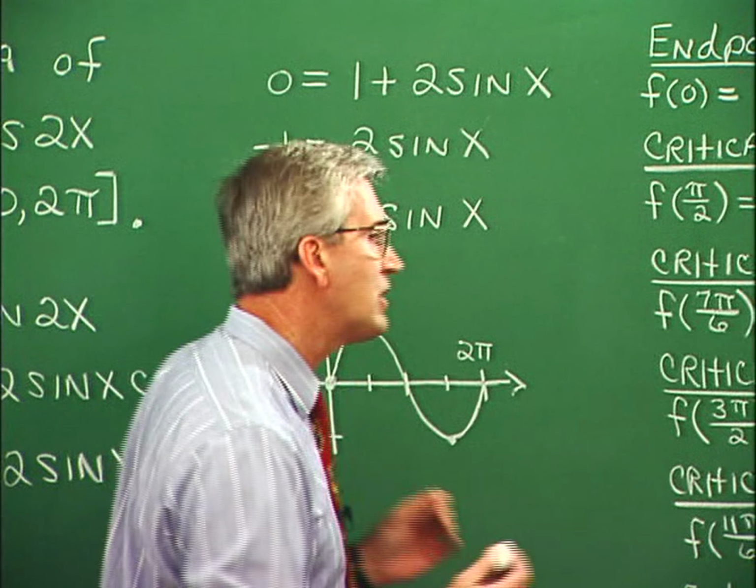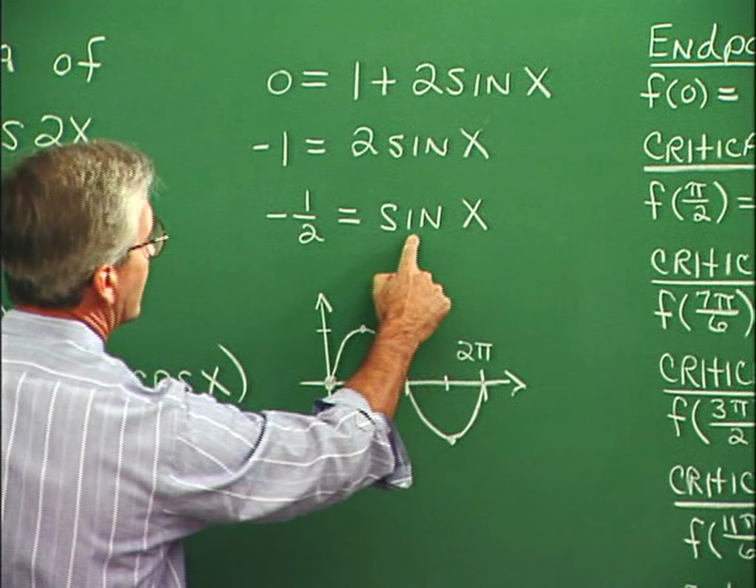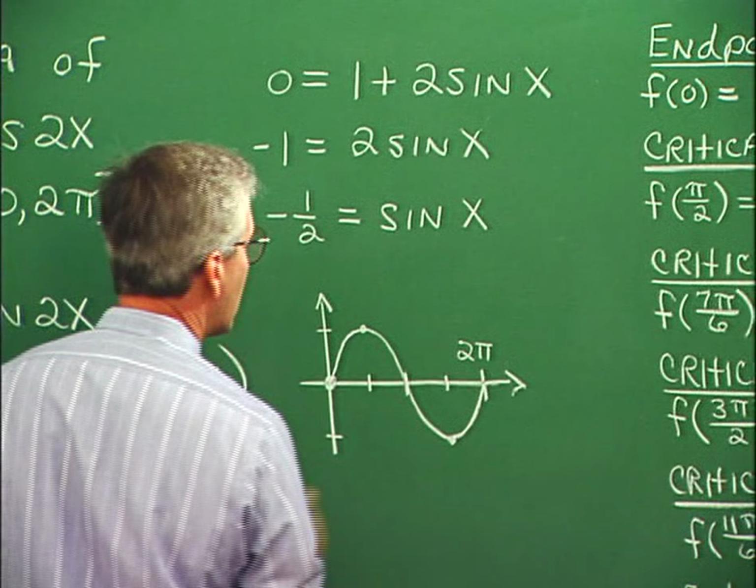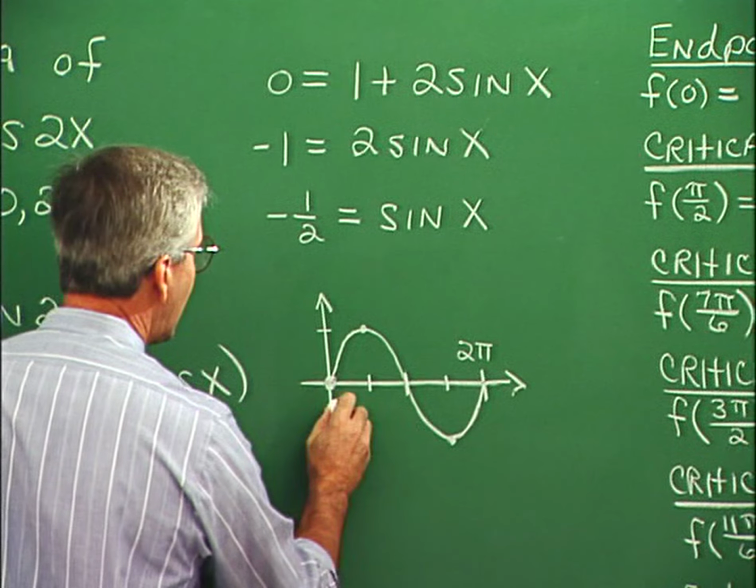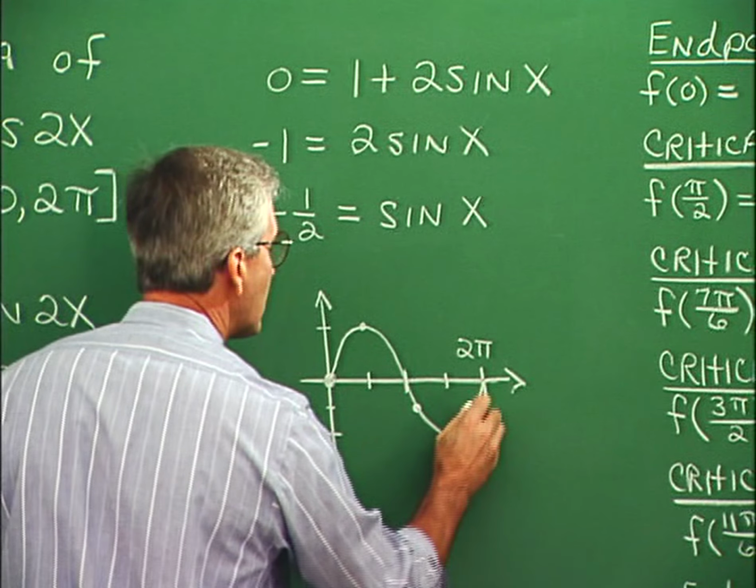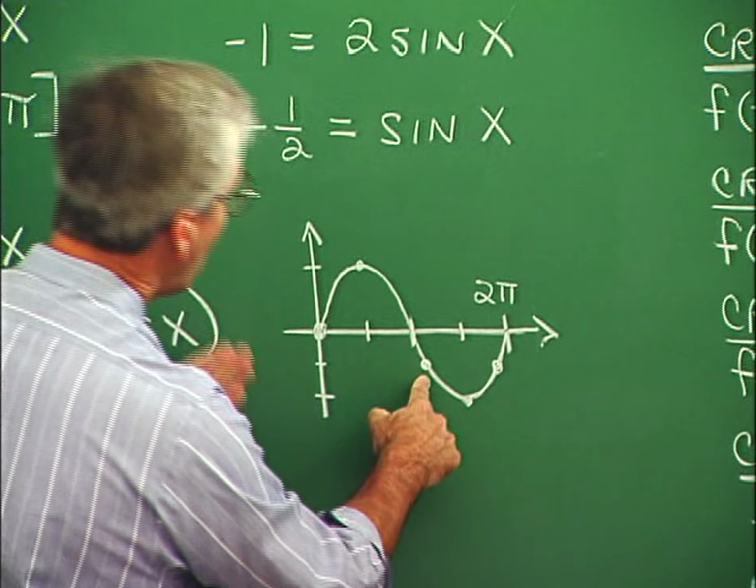I might say, well, let me start with the sine curve. In the sine curve, the sine of what value would give -1/2? Well, here's the sine curve. Now, where's -1/2? Well, that's right here. So I slide over, and I've got a point right here and a point right here, such that the sine of that value is -1/2.